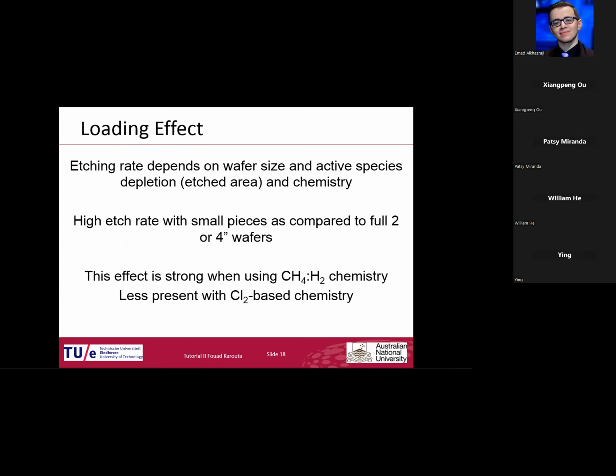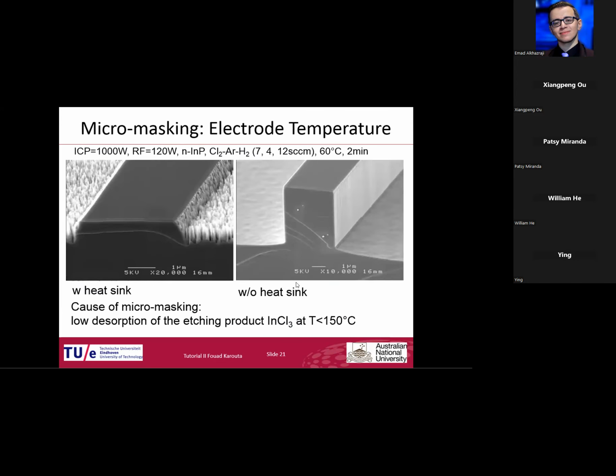Well, as I mentioned to you before, the etching product indium trichloride is not volatile at low temperature. Normally we say indium trichloride is volatile at a temperature of about 160 degrees at the pressure you are working at in this machine. So in this case, if it is not volatile until 150 degrees C, why will 60 degrees C still work?